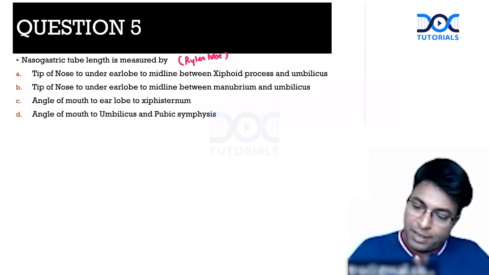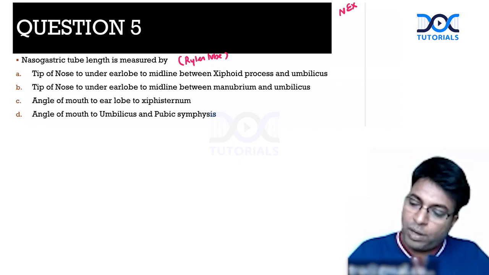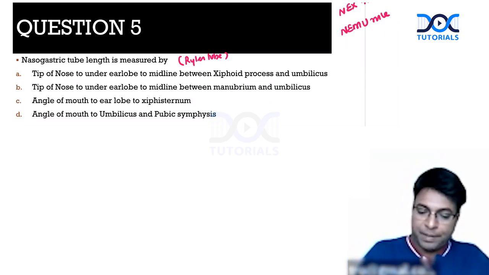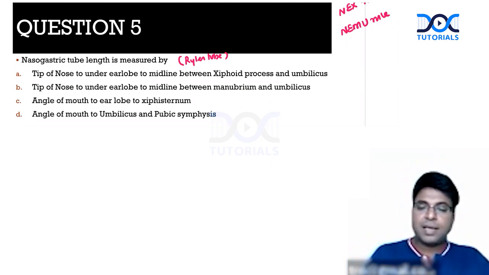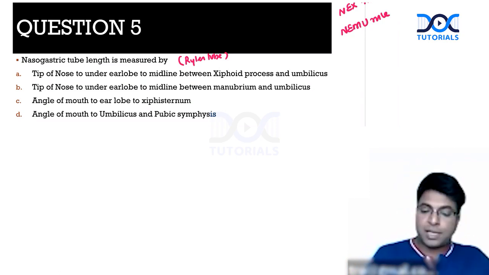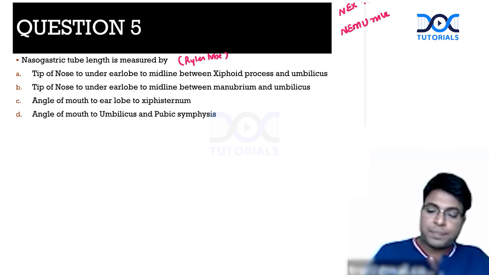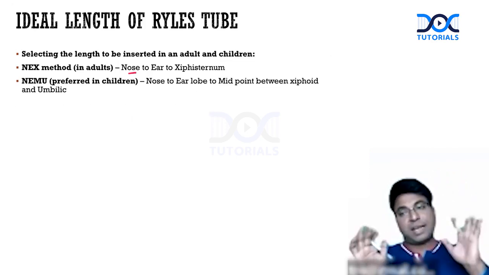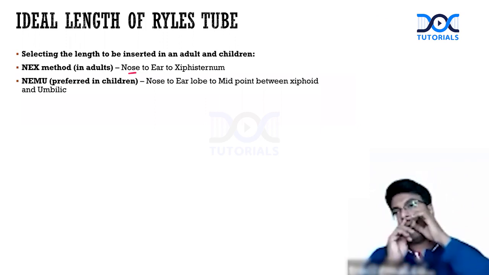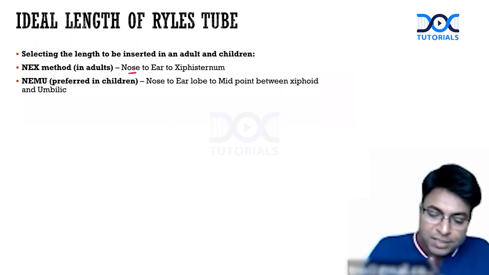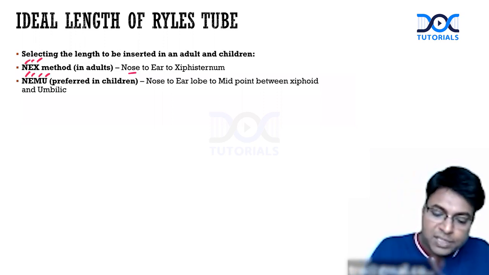It is derived from a rule known as the NEX rule and the NEMU rule. These are repeat questions, and this is already explained in Surgery 6er. I have already made this on page number 13. This explanation is perfect because it was already asked 3 times in AIIMS, not the first time. The next rule is nose to earlobe, and from earlobe to xiphisternum. This is enough for adults. In children, nose to ear to the midpoint between xiphisternum and umbilicus. That is known as the NEMU rule for children and the NEX rule for adults.